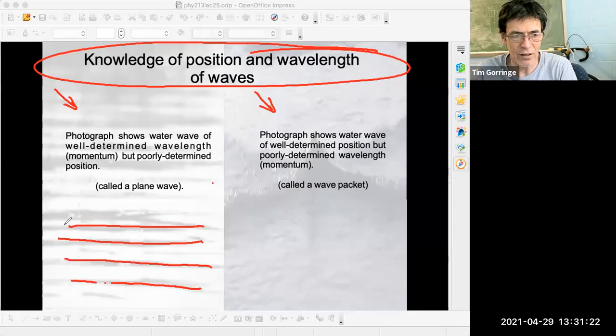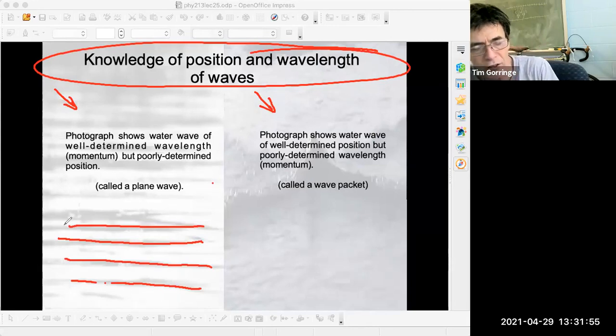So on the left-hand side, we know the wavelength well for the water wave, but we don't know the position well. And remember, for matter waves and photons, the wavelength and momentum are related. So we know the momentum well on the left-hand side, but we don't know the position well. We only know one of those things. We don't know them both simultaneously.